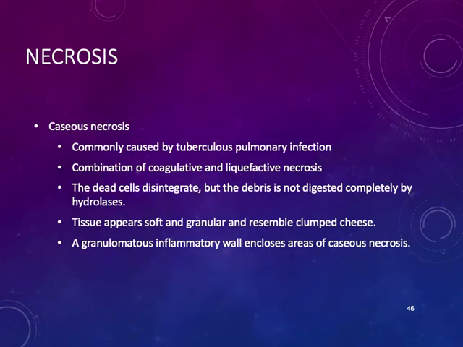Caseous necrosis is another type, and this is very common with TB. So you'll see this a lot in the lungs. It's actually a combination of coagulative and liquefactive necrosis. Essentially, there's a lot of debris there, but it's not digested completely. So they get a granular, soft type area. Like you'll see on an x-ray, it's kind of in a clumped cheese type fashion. It's almost lumped together. And once again, there's a wall that closes it off, sectioned off into one area. But it's very common with TB.